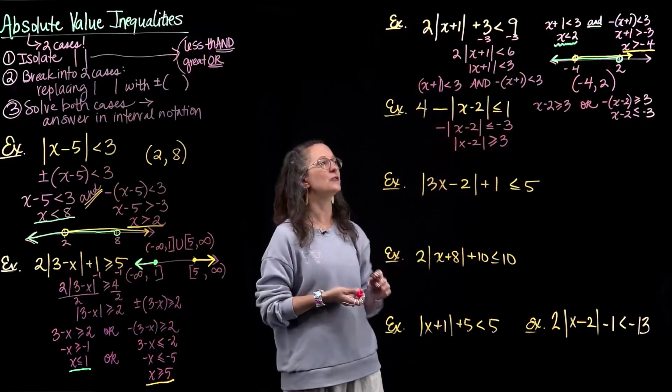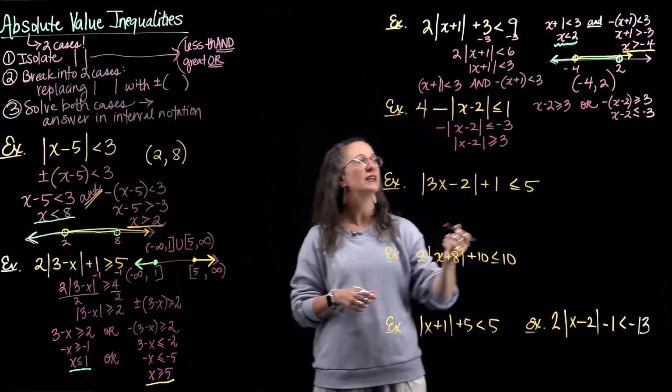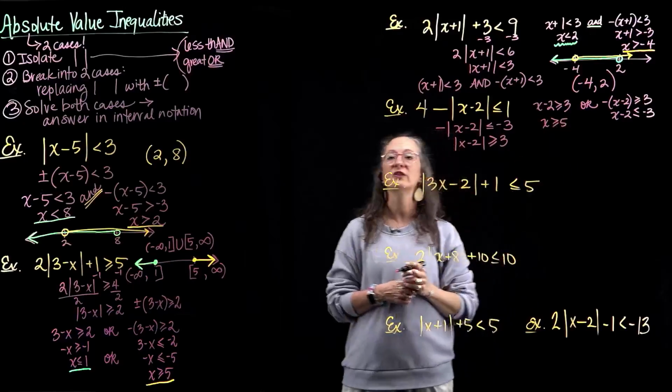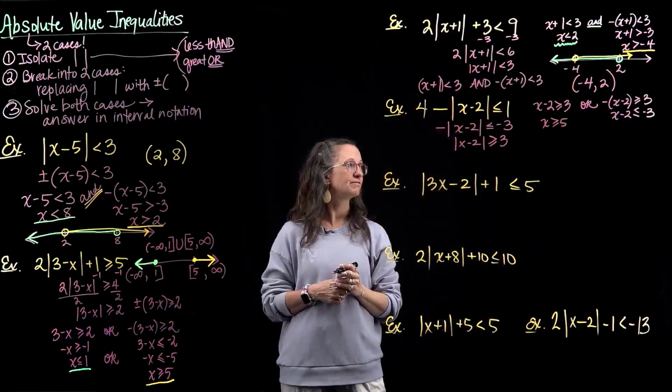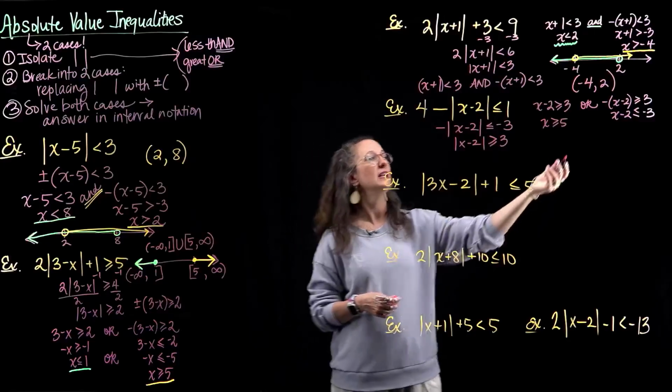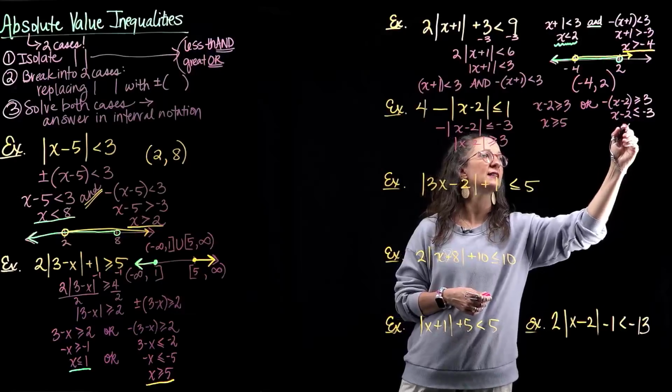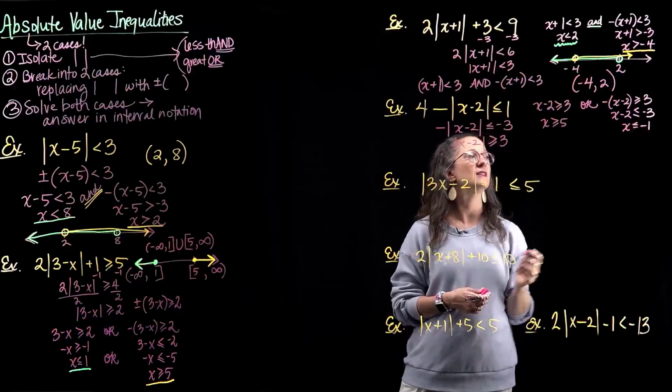All right, starting on the left one, x minus 2 greater than or equal to 3. Let's add 2 to both sides, and I get x is greater than or equal to 5. On the other one, x minus 2 less than or equal to negative 3, we'll add 2 to both sides, and I get x is less than or equal to negative 1.